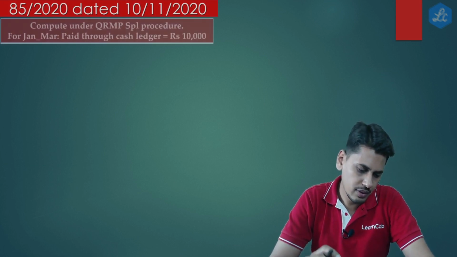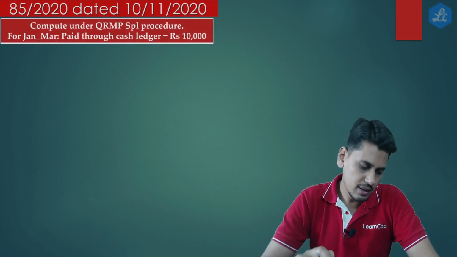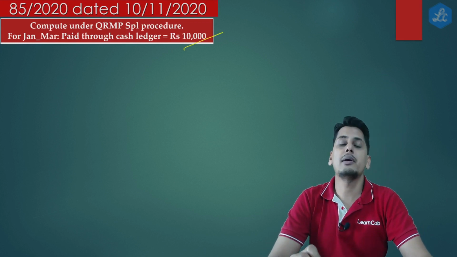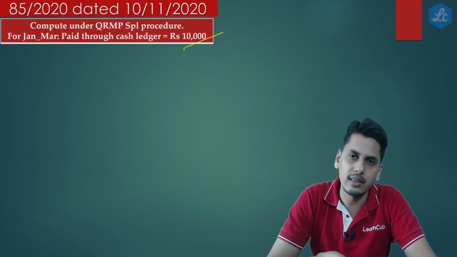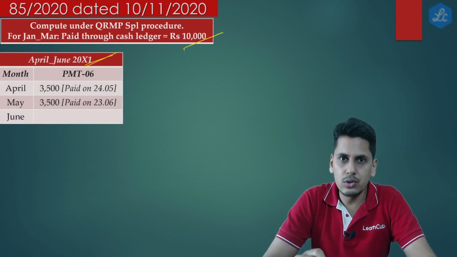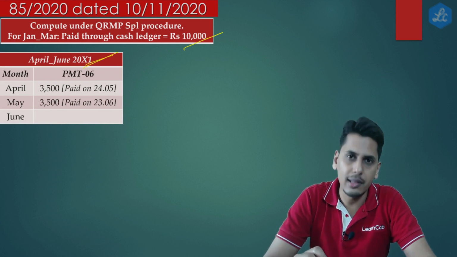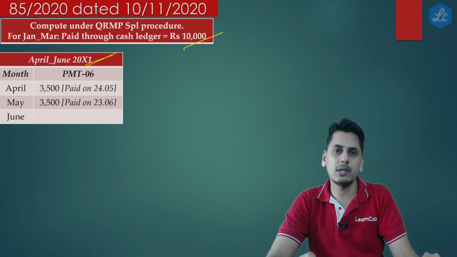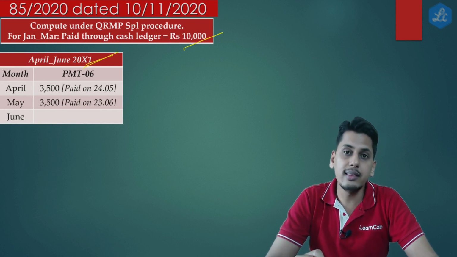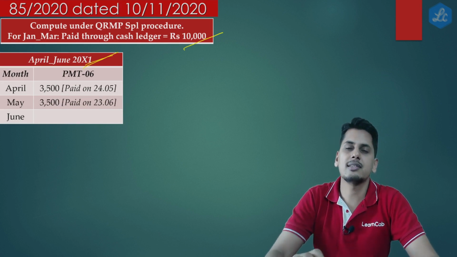Continuing our discussion further, let's take an example. Under the fixed sum method, let's say, friends, for January to March, the amount paid by debiting the electronic cash ledger was 10,000. Now for the tax period April to June, for the month of April and May, the first and second months of the quarter, compute the amount to be deposited in the electronic cash ledger by the fixed sum method.